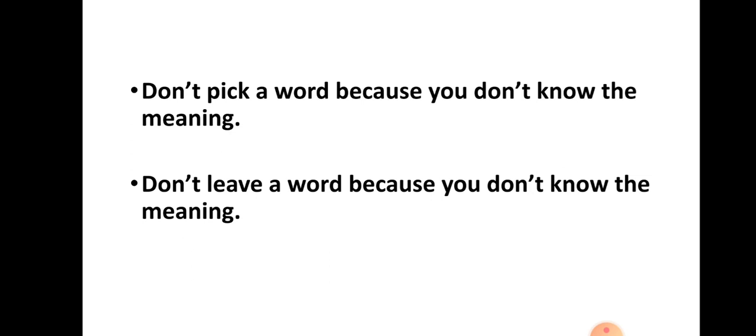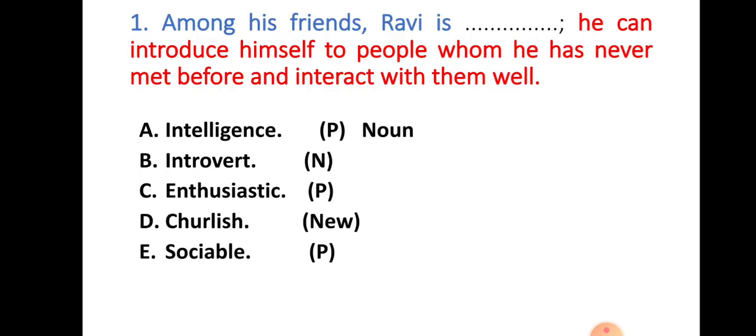And at the same time, I have a contradictory statement here. Don't leave a word because you don't know the meaning. Don't pick a word because you don't know the meaning, and at the same time, don't leave a word because you don't know the meaning. The only thing that you should keep in mind while solving sentence completion questions is you should apply all these techniques carefully, and you should pick the most appropriate word that fits the blank. This is what you're supposed to do. Now, I told you to keep churlish aside and concentrate on these two words. Option C, enthusiastic, positive and adjective. You are searching for an adjective which is positive in meaning.